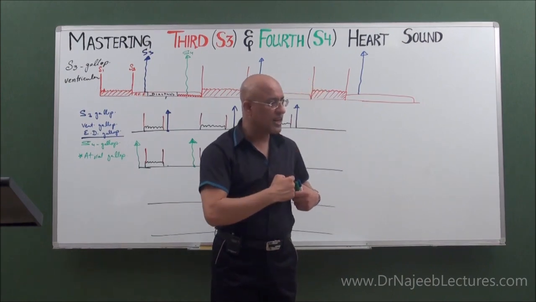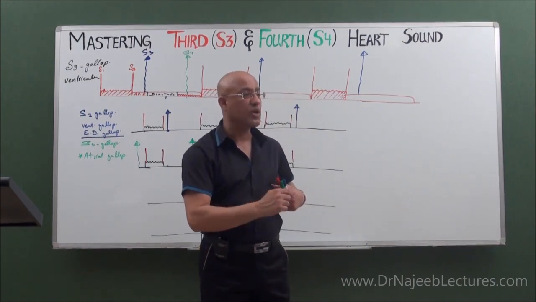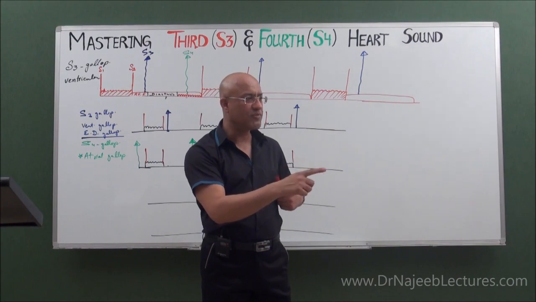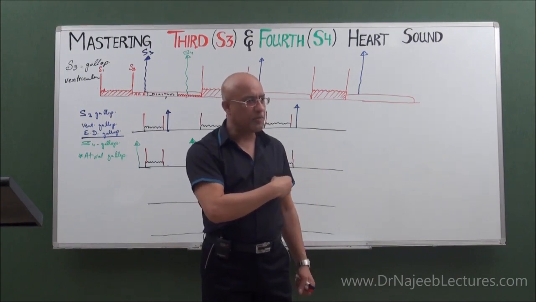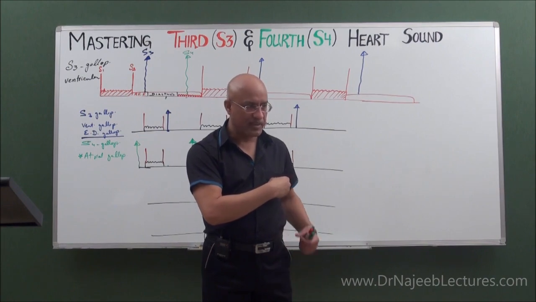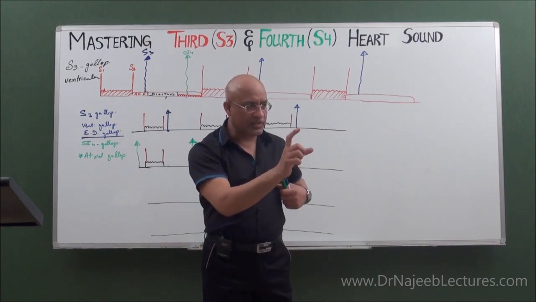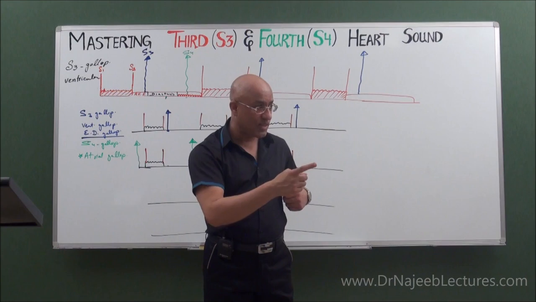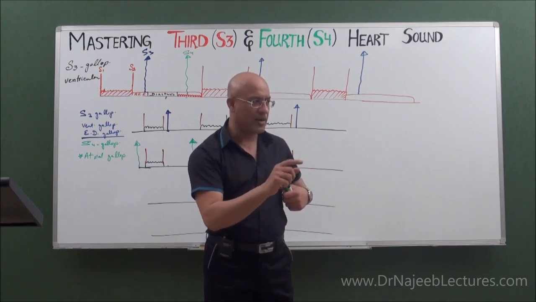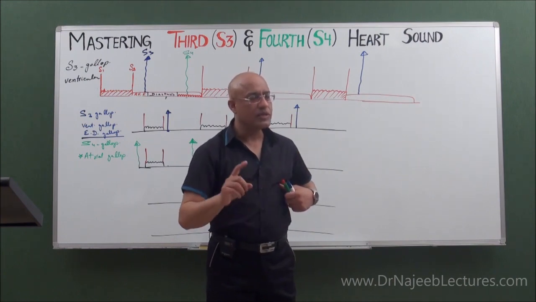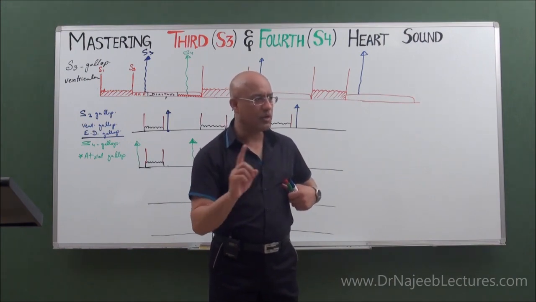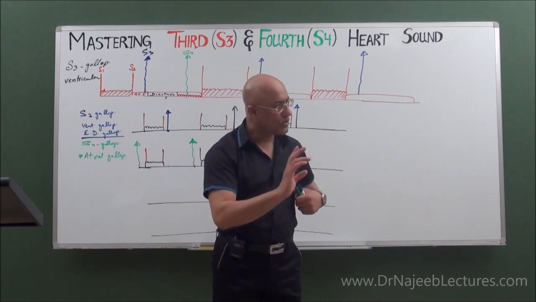So if you have to hear left-sided S3 or S4, what is the position? Left lateral decubitus position. What is the point? Apex beat, where you feel, right? Which side of the stethoscope? Bell. Lightly applied. And if you hear lup dup ta, lup dup ta, it is the third heart sound. If you hear ta lup dup, ta lup dup, it is the fourth heart sound.